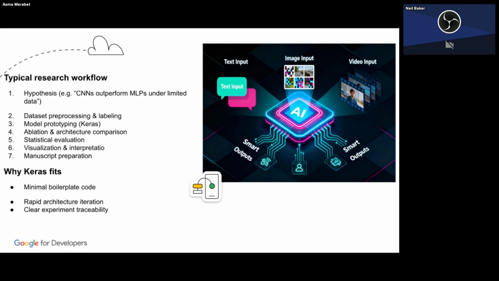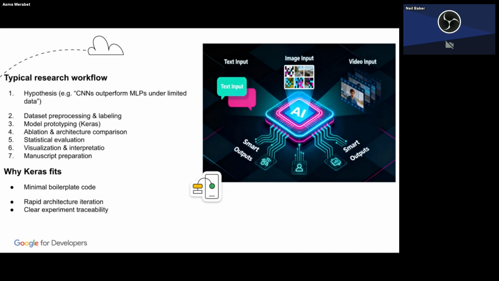Step number 4, which is very important, is the ablation and architecture comparison. This is important in research because it's not enough just to develop and build the model, but we have to do the comparison. This means what your proposed model comes to, or what the result is. So in the ablation, what we do is remove, for example, a layer, or change, for example, the activation function, and put all the results together to do this comparison.